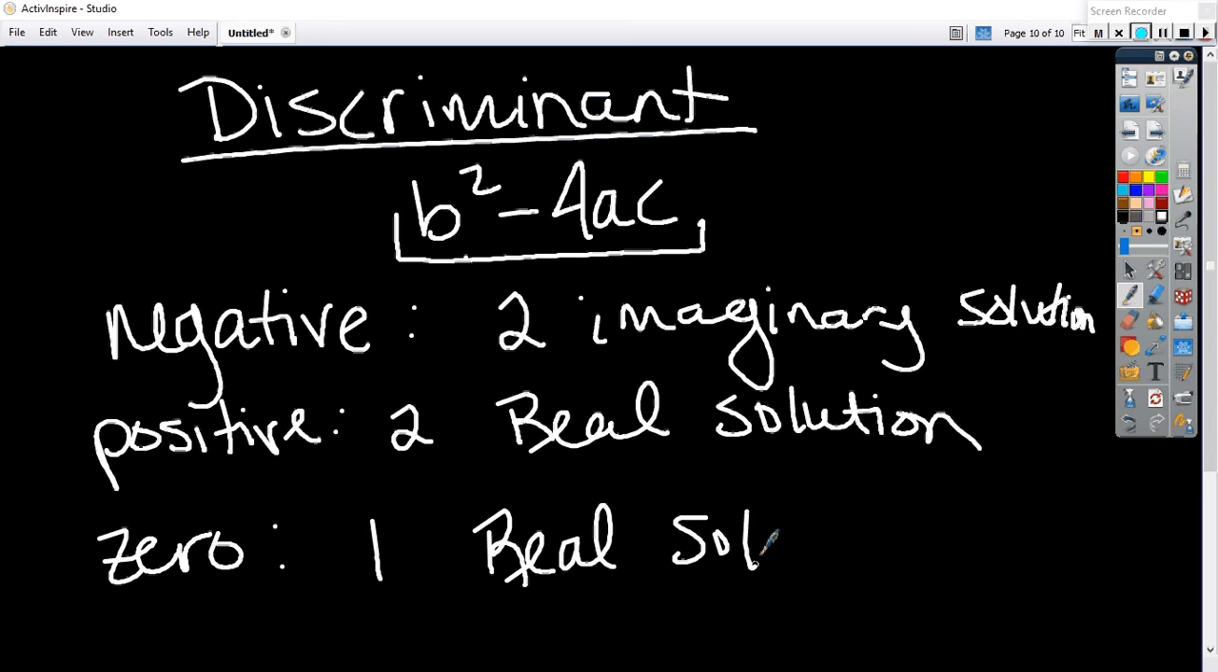Good job, guys. So you'll be asked on your homework and your tests to classify the number and type of solutions based on the discriminant, okay? And that just means we're going to plug in here. If we get a negative number, there's 2 imaginary solutions. If we get a positive number, there's 2 real solutions. And if we get 0, there's 1 real solution. Does that make sense? An example real quick.